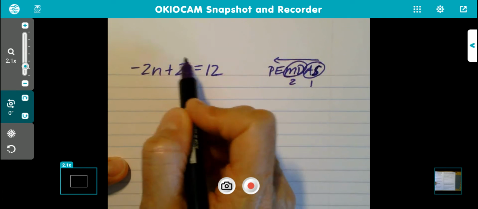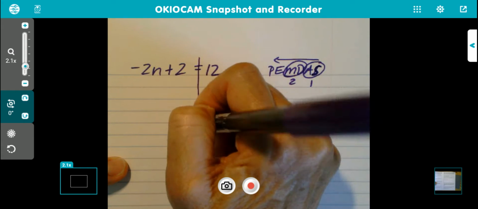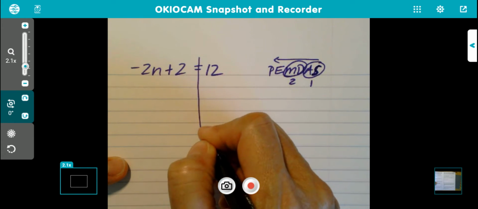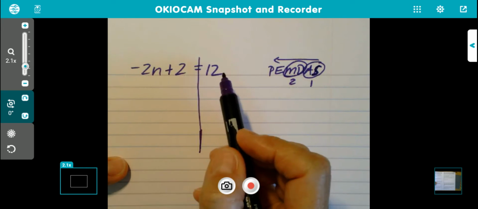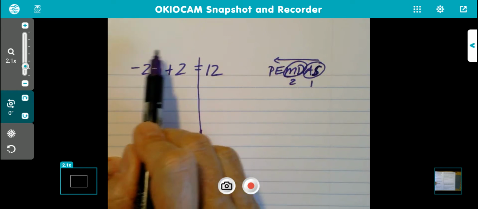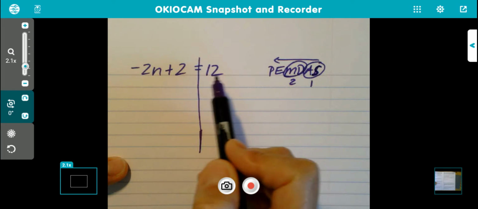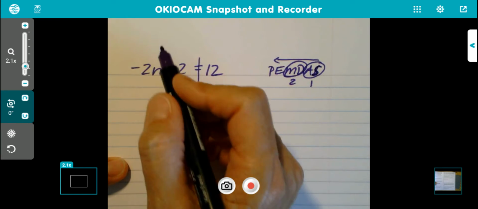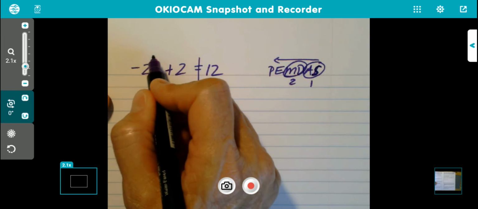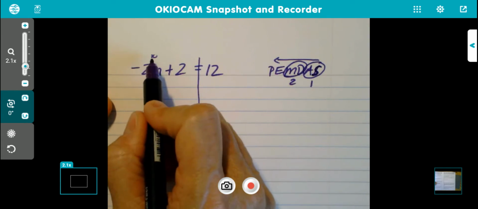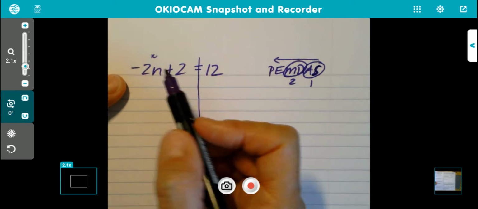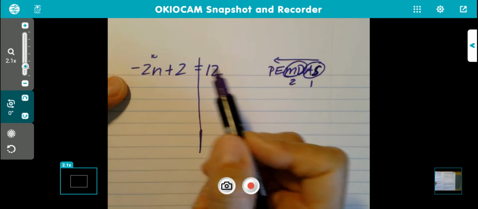So I'm going to deal with this +2 that is being done to my variable. I've drawn a line here to show that I have two sides to my equation: the left side of the equal sign and the right side of the equal sign. Right now it says these two things are equal. I'm thinking this has to equal 10 because 10 plus 2 is 12. So I'm going to figure out how to make this equal to 10.